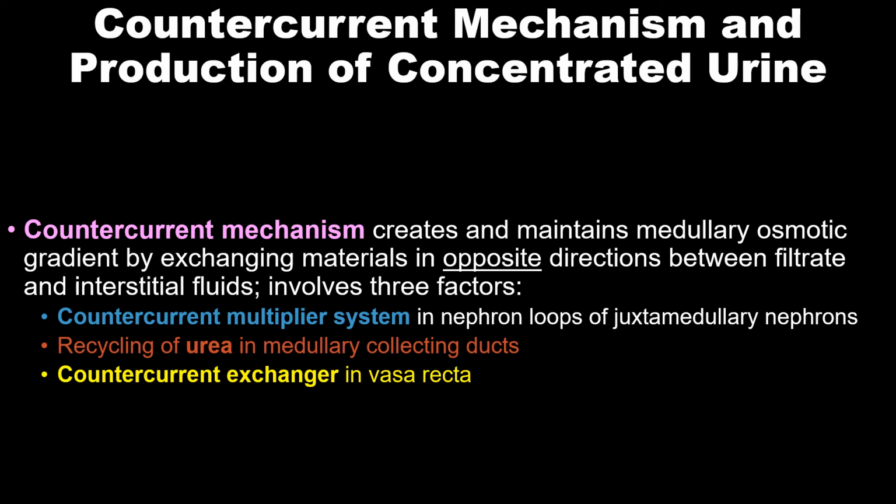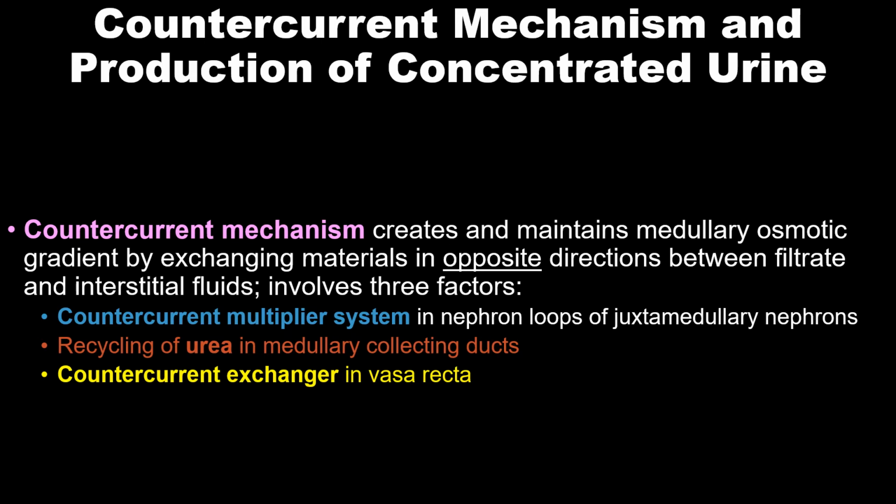medullary osmotic gradient. This medullary osmotic gradient is going to start with the medullary interstitial fluid at a concentration of between 300 and 400 milliosmoles at the corticomedullary border. And this is going to increase to 1200 milliosmoles, 4 times more concentrated than plasma, at the deepest regions of the medulla. And this is going to be established and maintained by a countercurrent mechanism.